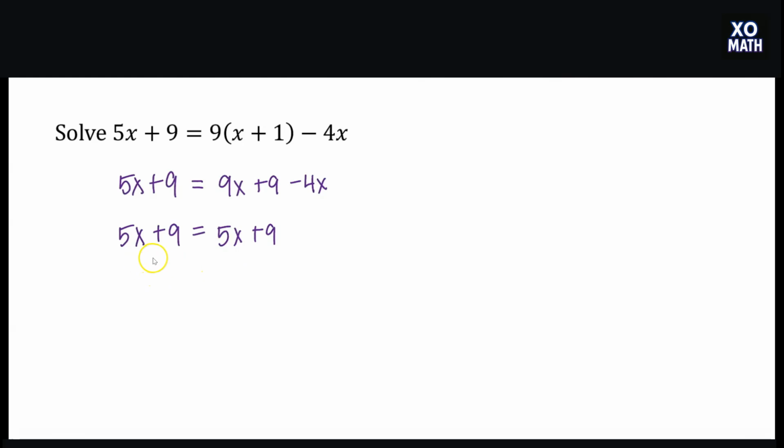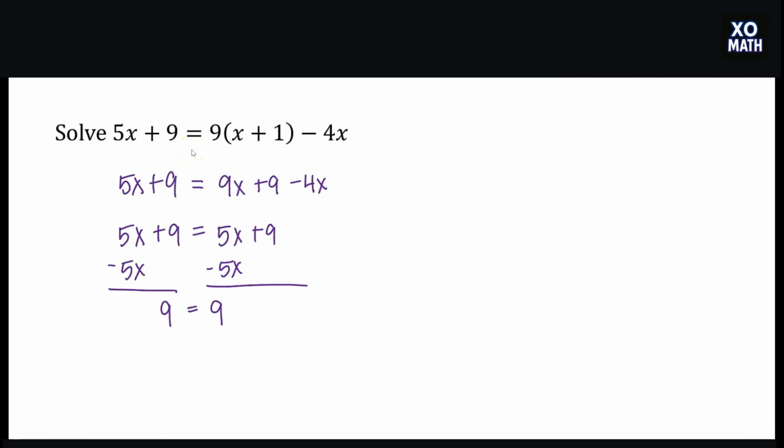So if we didn't recognize we have the exact same thing on the left and on the right, and we try to continue this process and subtract the 5x from both sides, we would once again lose all of our variable terms. 5x minus 5x is 0. So we'd end up with 9 equals 9. We end up with a true statement this time. So what does that mean in terms of solving this initial equation?